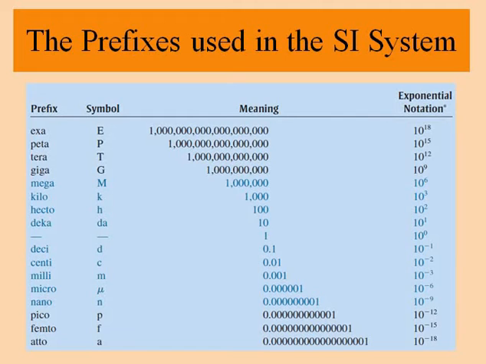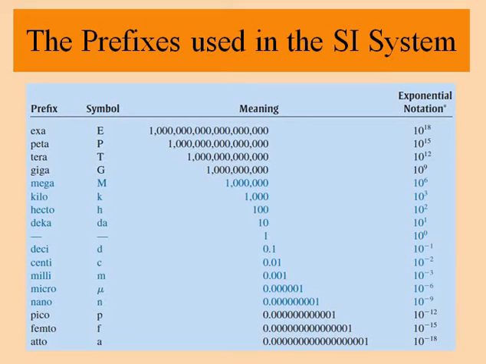Next prefix is kilo, or 10 to the power of 3, or 1,000. 1,000 meters is 10 to the power of 3 meters, or one kilometer. Next one is hecto. Hecto is 10 to the power of 2. Deca is 10 to the power of 1.